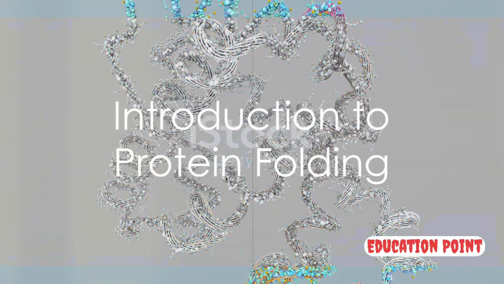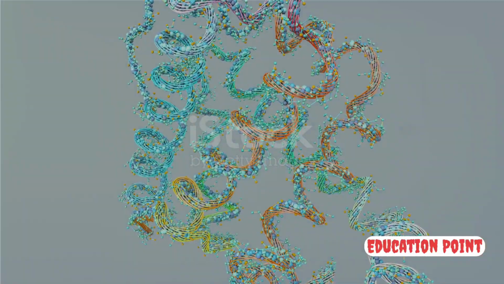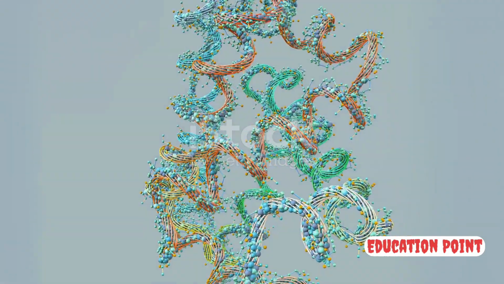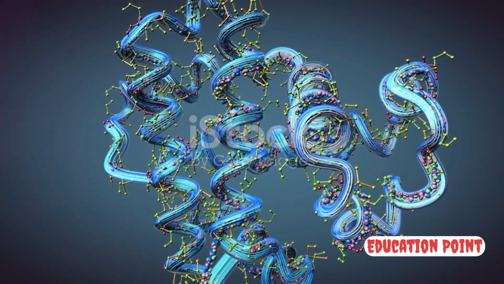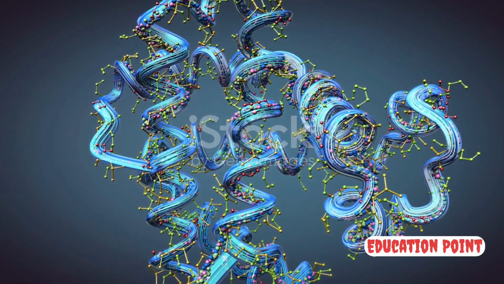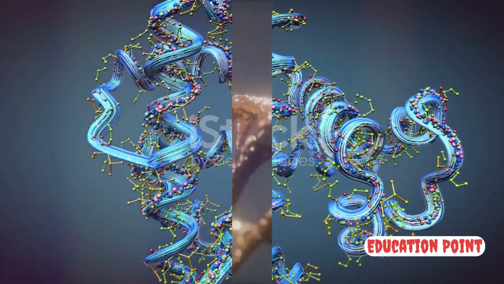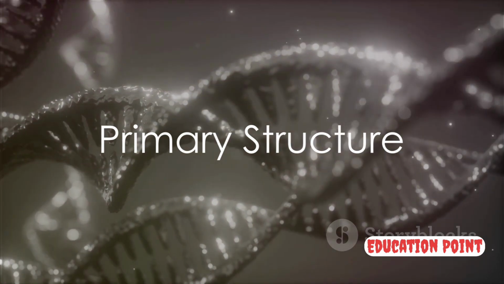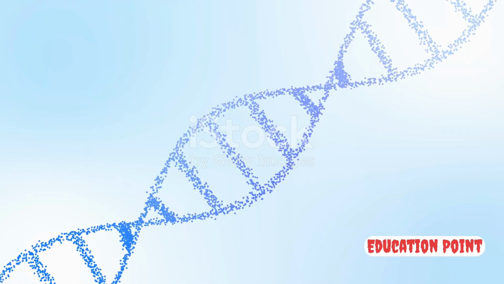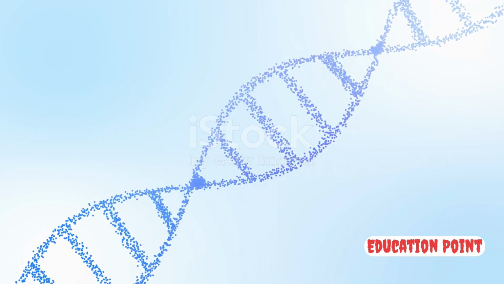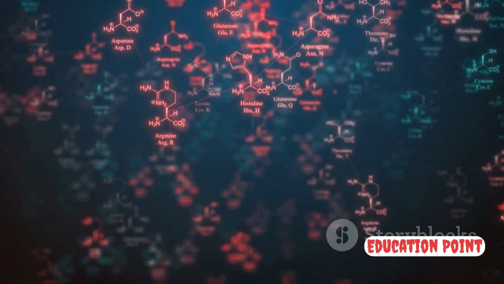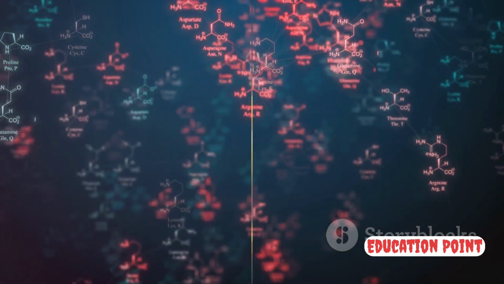Ever wondered how proteins get their unique shape and function? This intriguing process is known as protein folding, a phenomenon that transforms a simple chain of amino acids into an intricate, three-dimensional structure capable of performing biological tasks. The journey of protein folding begins with the primary structure. This is simply the linear sequence of amino acids in the polypeptide chain dictated by the DNA's genetic code. It's like the blueprint of a building, outlining the raw materials to be used.